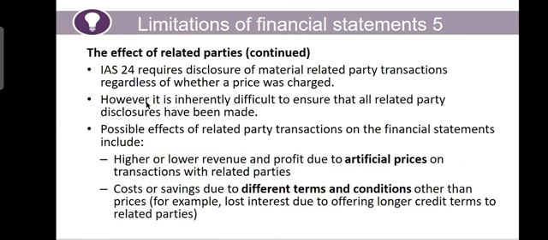Then effect of related parties, IAS 24 requires disclosure of material related party transactions. So first you should understand what is a related party. A related party is your subsidiary company, your associate company, or any other company on which you have influence. How do you have influence? Either you have influence because of your group relationship, or you have influence because of your directors, like the brother of your director has some other company.